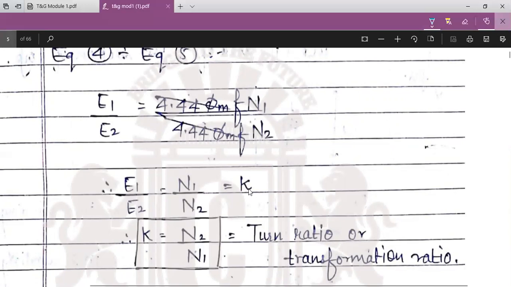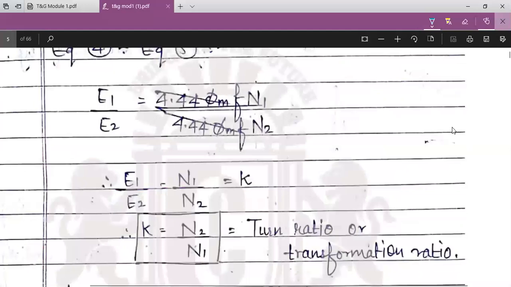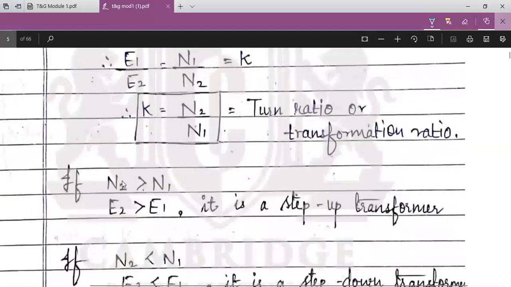So these are the EMF equations, and turns ratio. You can write the turns ratio as N2 by N1, which equals E2 by E1. These are some basics. You can see here the turns ratio. If N2 is greater than N1, the number of turns in the secondary winding is more than in the primary winding, and N is directly proportional to voltage. So N2 greater than N1 means E2 is greater than E1. You can say it is a step up transformer.